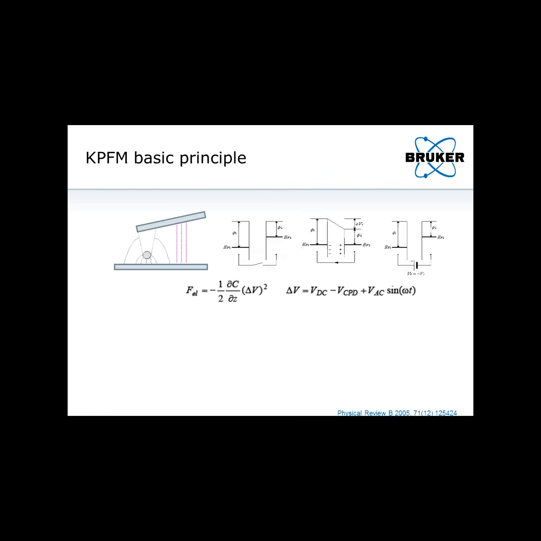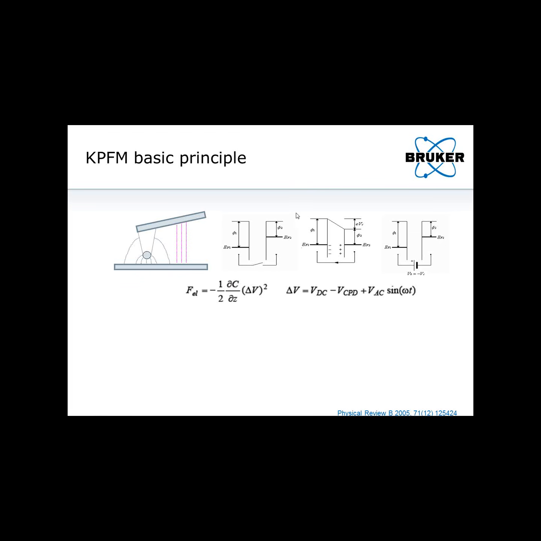So KPFM, the basic principle is that, as you can see from this diagram here, if you have two materials that have different work functions, and then you bring them together and basically create a circuit, then you will have some potential difference that naturally occurs between the surfaces. So this is called the contact potential difference, the VCPD for short.